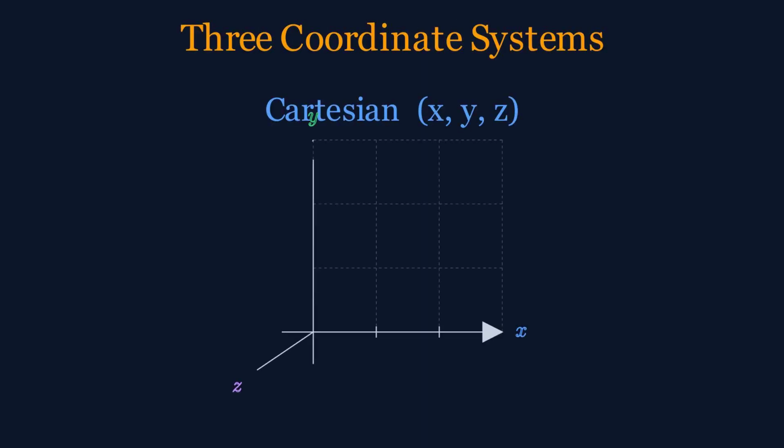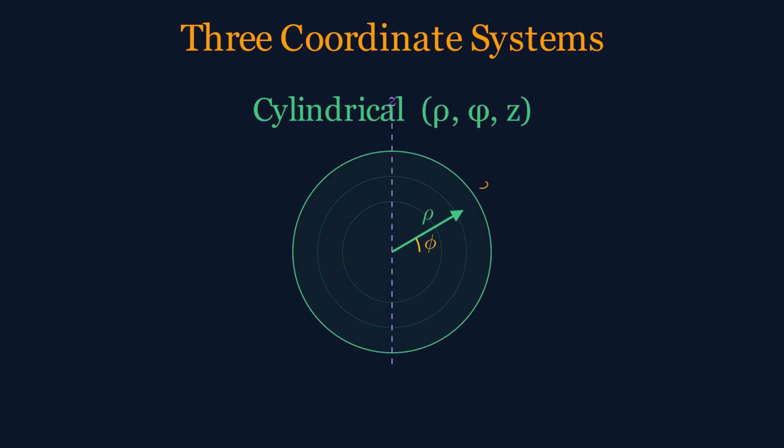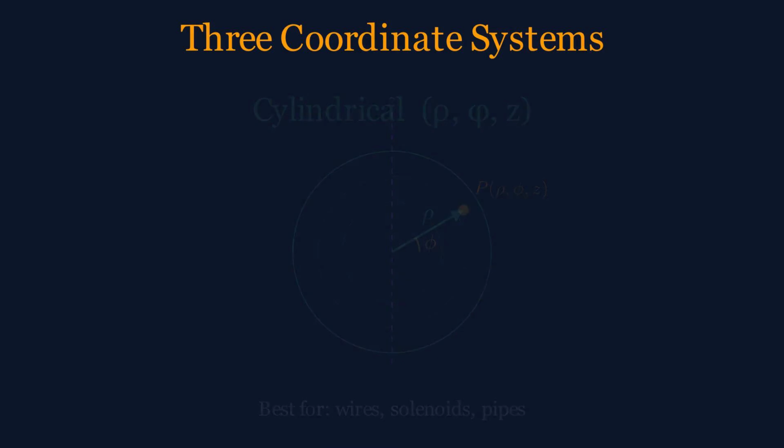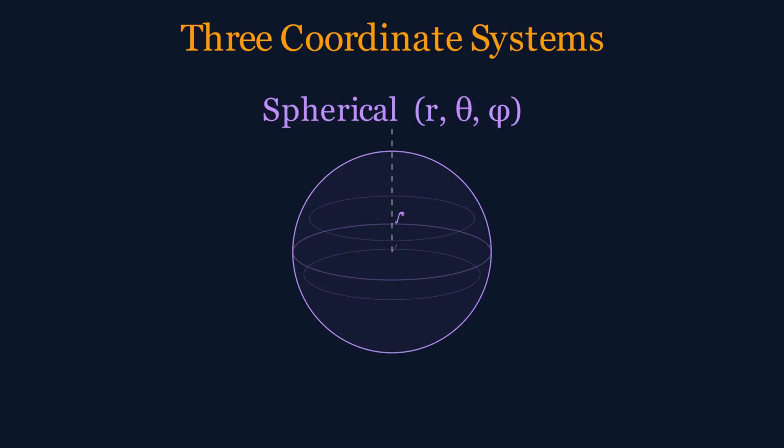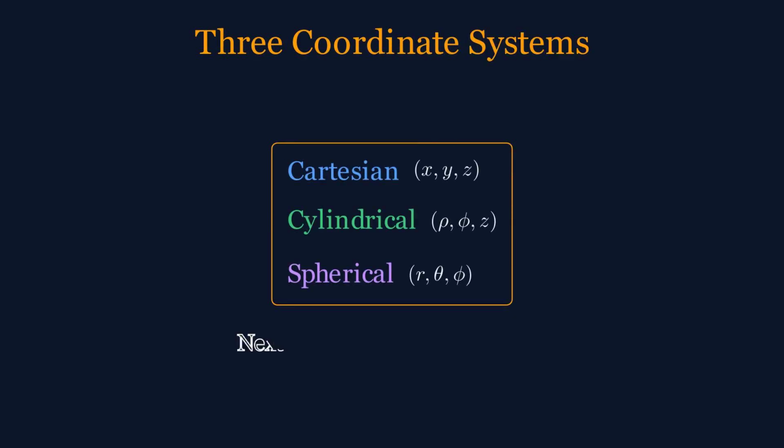Now here is a key insight. Not every problem is best solved in Cartesian coordinates. When we have cylindrical symmetry, like a wire or a solenoid, we use cylindrical coordinates with rho, phi, and z. When we have spherical symmetry, like a point charge, we use spherical coordinates with r, theta, and phi. In the next few lessons, we will master each of these coordinate systems and learn how to express lengths, surfaces, and volumes in each one.